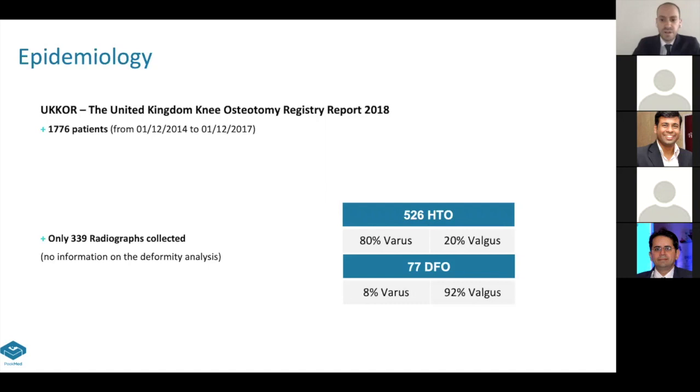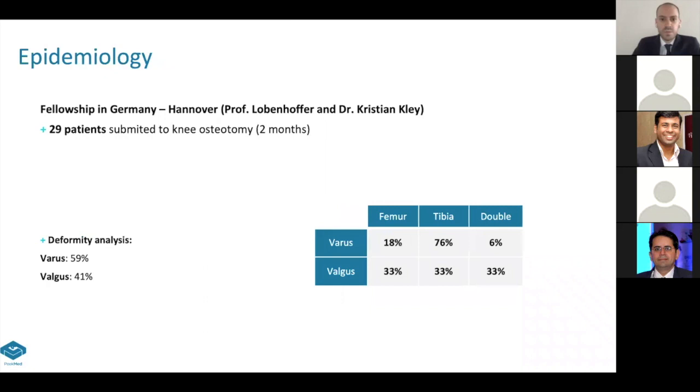There's no true epidemiological study on the deformities. So in my personal experience, when I was in Hanover in Germany a few years ago, I witnessed around 30 osteotomies around the knee in 2 months. And I saw that most of them were for varus on the tibia, but there were some also on the femur and double level osteotomies. And for valgus, you can see that there was an even distribution.